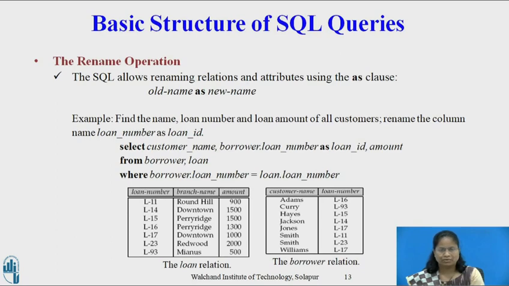SQL provides a mechanism for renaming both relations and attributes. It uses the as clause, taking the form old-name as new-name. The as clause can appear in both the select and from clauses. Example, find the name, loan number and loan amount of all the customers, and rename the column name loan-number as loan-id. SQL command: select customer-name, borrower.loan-number as loan-id, amount from borrower, loan where borrower.loan-number equals loan.loan-number.